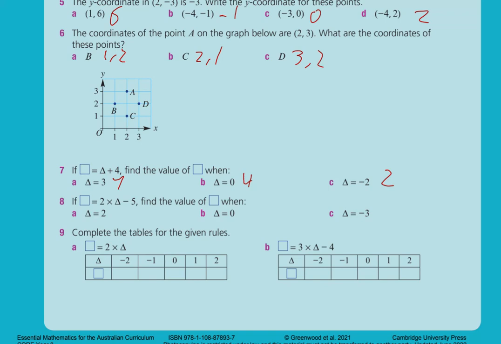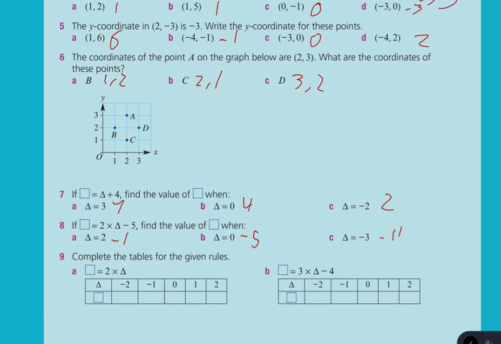Okay, if square equals 2 times triangle minus 5, find the value of square when triangle equals 2. So 2 times 2 is 4, take 5 is -1. 2 times 0 is 0, take 5 is -5. 2 times -3 is -6, take another 5 and you'll get -11.